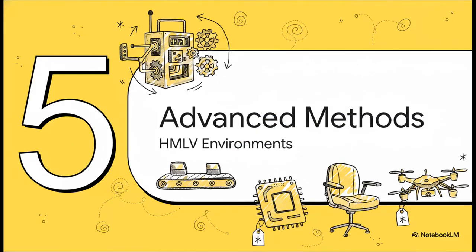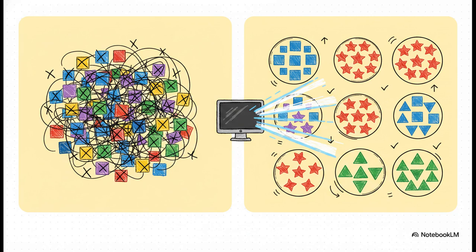That takes us to Section 5, Advanced Methods. We're talking about high-variety, low-volume, or HMLV environments. So, what happens when your project is definitely not a simple assembly line? What if you're dealing with constant customization, massive variety, and really low production volumes per item?